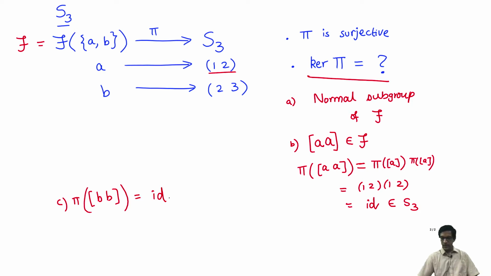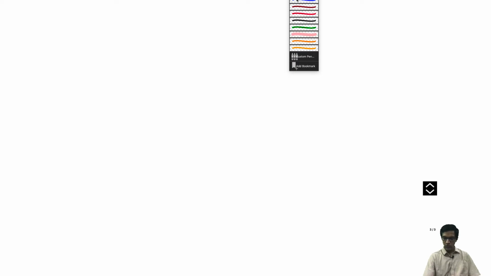So, what does this mean? It means that I know some elements of the kernel. The word AA is in the kernel, the word BB is in the kernel. These are both elements of the kernel of pi.